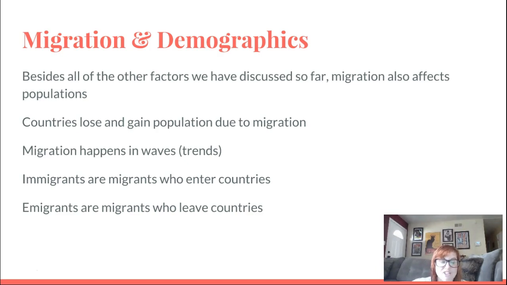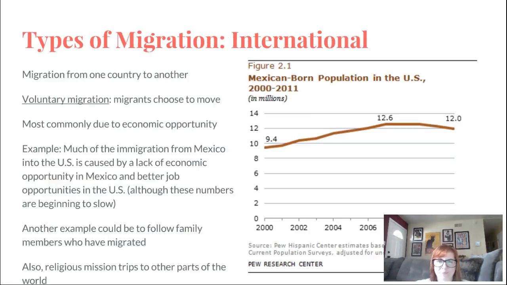Okay, migration tends to happen in waves or trends. And this gets confusing, and Ms. Gill will probably go over this with you too, but emigrants and immigrants are not the same thing. Hold on a second, my puppy's chewing my computer cord. No, Teddy. Okay, immigrants are migrants who enter countries, and emigrants are migrants who leave countries. A lot of people use those interchangeably, and they're not the same thing. So be smart people and don't mistake those.